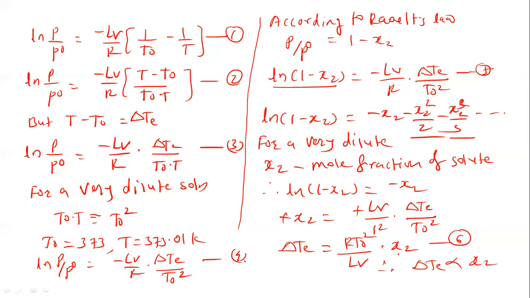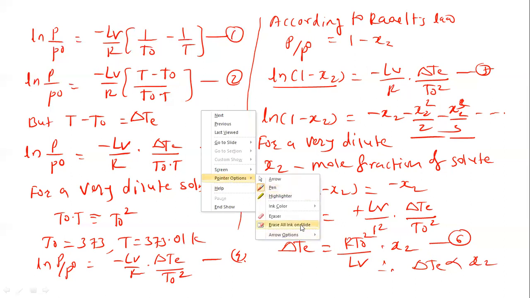Now let us modify the equation 6 here. So let us write here the equation 6. Delta TE is equal to RT0 square divided by LV, capital LV, into x2, where x2 is the mole fraction of the solute.